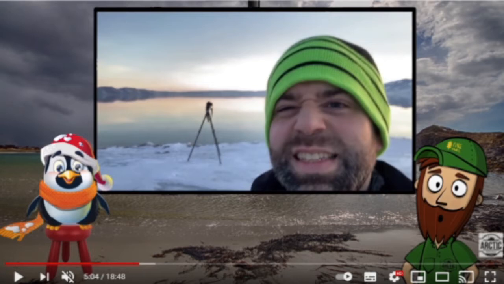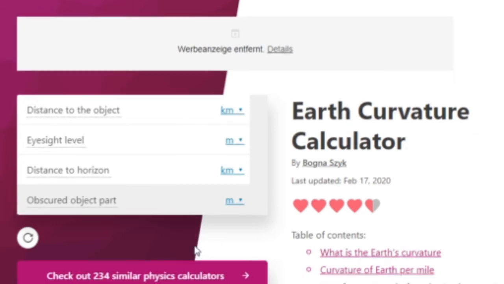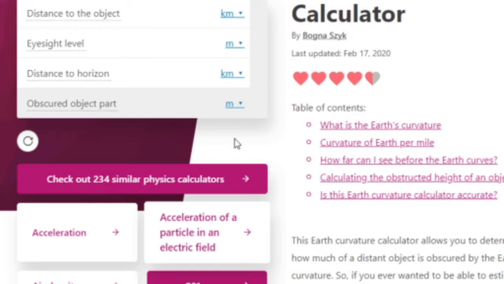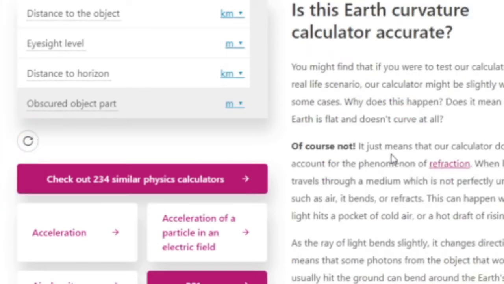But before we dive in, I want to take a little segue and actually look at the Earth curve calculator that Taboo Conspiracy used in his video. It was this one, I believe, and we can of course punch in numbers and then we get a certain result. And we can also look at the FAQ section. That's the one I'm interested in because I always read the instructions. And it says here, blah, blah, blah. Our calculator might be slightly wrong in some cases. Why does this happen? Does it mean the Earth is flat and doesn't curve at all? Of course not. It just means that our calculator doesn't account for the phenomenon of, yeah, you know the rest.